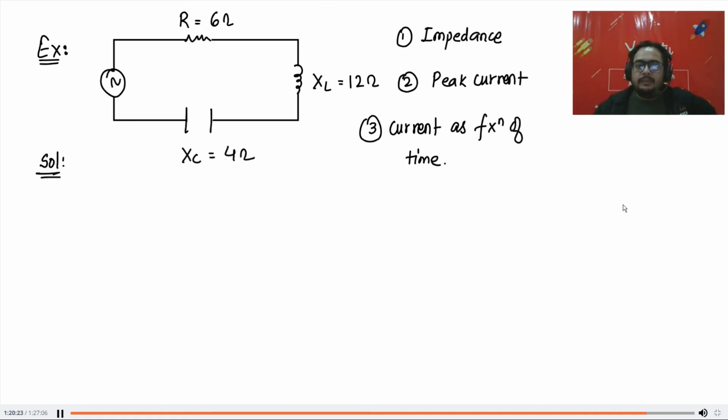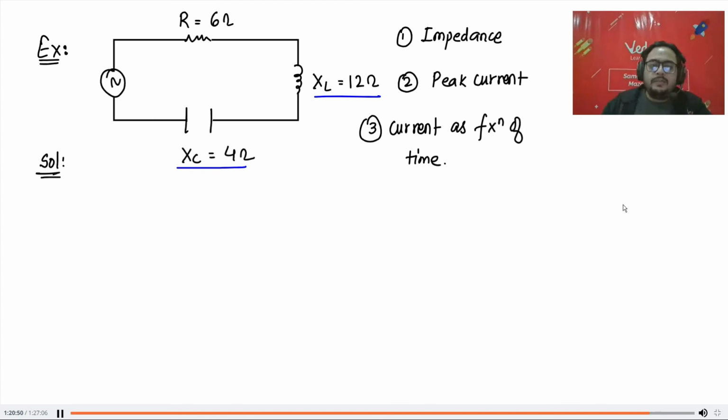Arey Lalita, beta, look at the value. Arey, look at the value. Arey, look at the value. Is it or not?